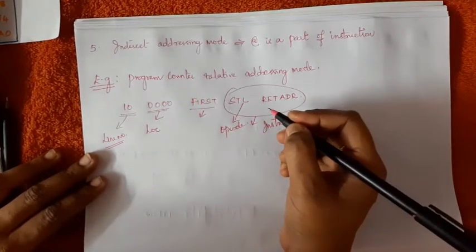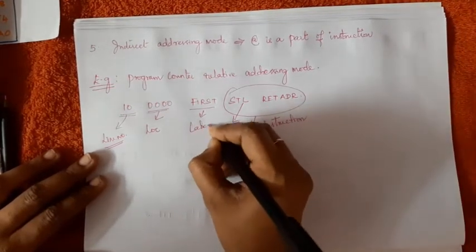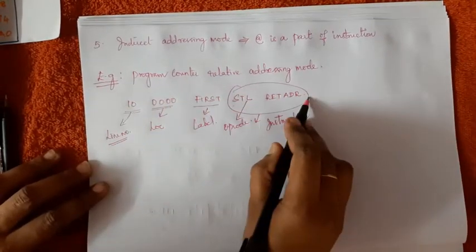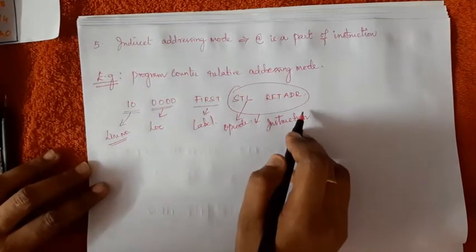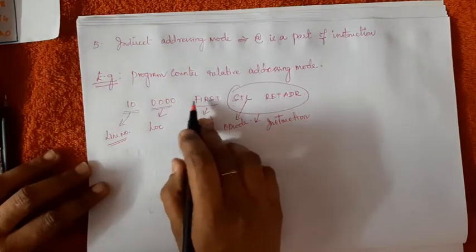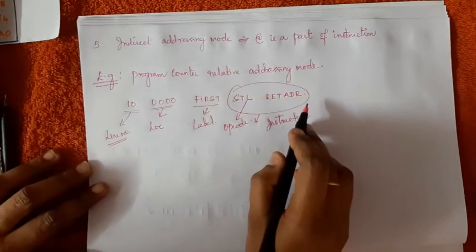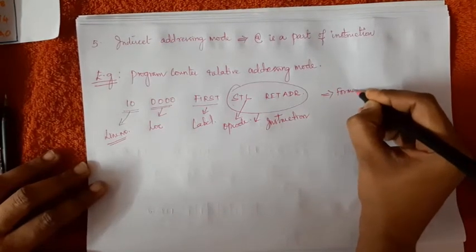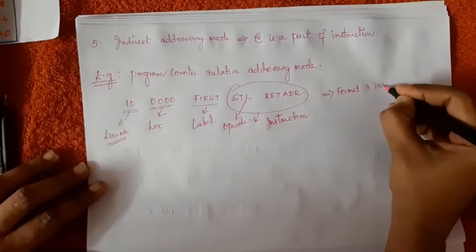Okay, so now we have to find what type of instruction this is, either format 3 or format 4. We couldn't find a plus symbol in the instruction, so we find that this is a format 3 type instruction. So this is a format 3 instruction.